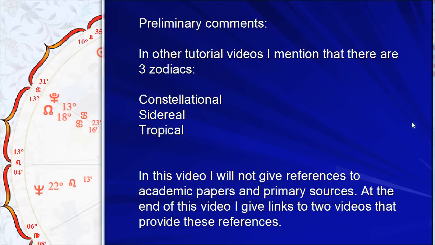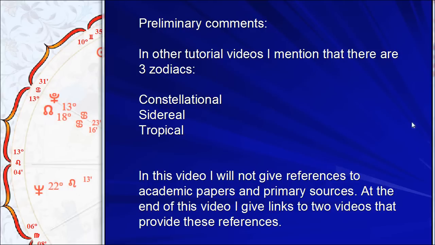First, a few preliminary comments. In other tutorial videos, I mentioned that there are three zodiacs. There's the idea of constellational zodiac, where the constellation Aries is Aries, the constellation Taurus is Taurus, which is similar in some ways to the sidereal zodiac, but very different in that the sidereal zodiac consists of 12 signs, all of which are 30 degrees in length, and the constellations vary in size, there are gaps between them, they overlap, etc. I discussed that in other videos, and I'll give a link to that at the end of this video so that you can get more information about that if you're interested.